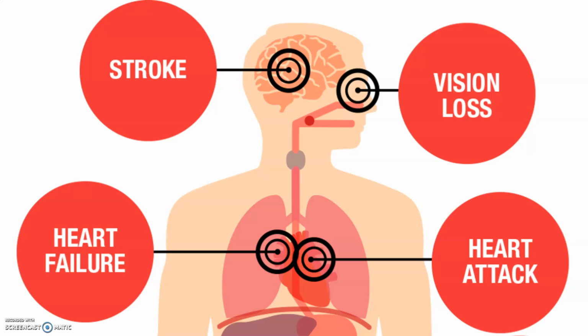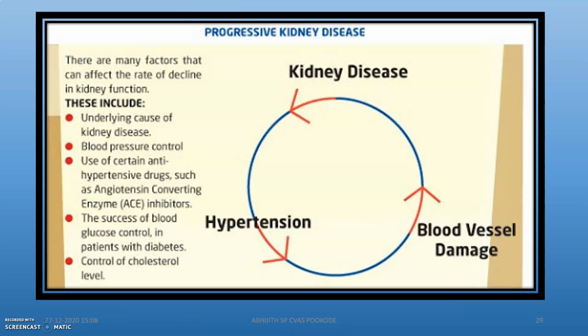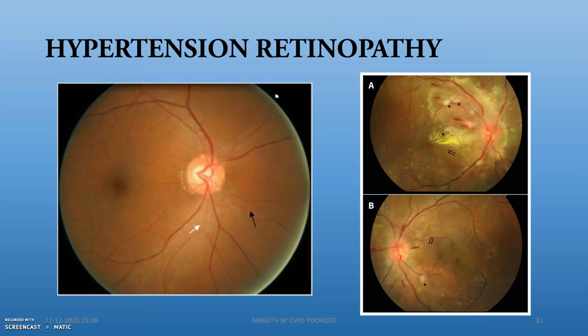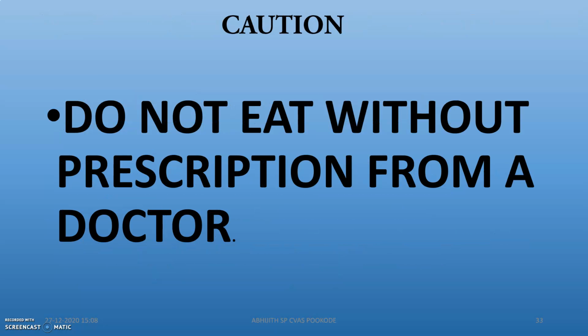So you can see the stroke, the vision loss, the heart failure, the heart attack, sexual dysfunction, the kidney disease, kidney failure. All these things are the sequelae of hypertension. So you can see, yeah, hypertensive retinopathy. The pharmacotherapy of hypertension will be mainly dealing with the anti-hypertensive drugs, that is, the drugs which are used to control hypertension. You should not use anti-hypertensives without a prescription from a doctor.